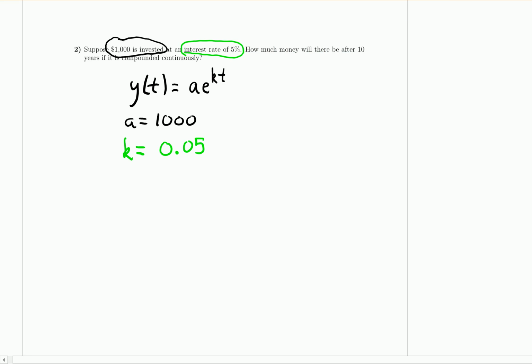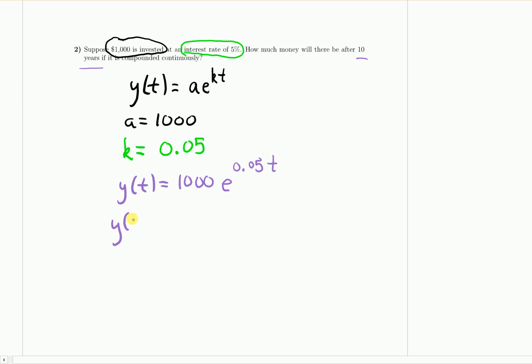Okay, so now I'm going to plug in those values. So if I do that, we get y of t equals, so I plug in 1,000 for A, times e to the, and then I plug in 0.05 for K, 0.05 t in the exponent. Okay, then our question was how much money will there be after 10 years? So after 10 years, what that means is I want to plug in t equals 10.